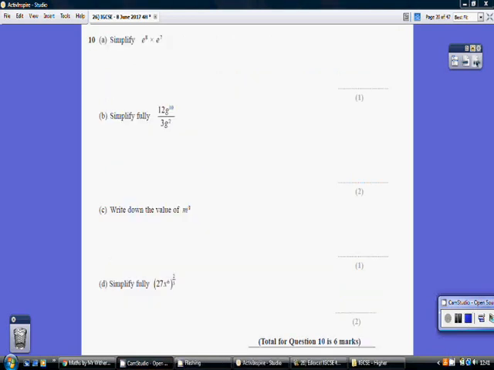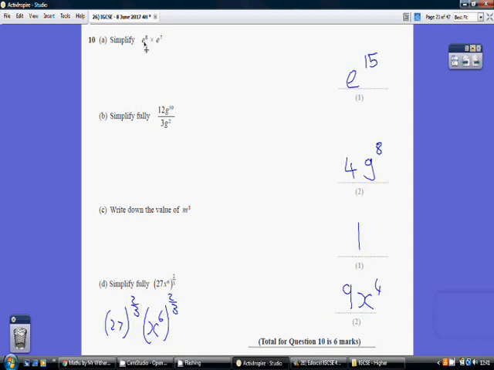Question 10. So part A, very straightforward. When you're multiplying, you add the powers. 8 add 7 is 15. Yet when we're dividing, we take away the powers. So g to the 12 divided by g to the 2 is 10 take away 2, which is 8. And of course 12 divided by 3 is 4. So that's 4g to the power of 8.